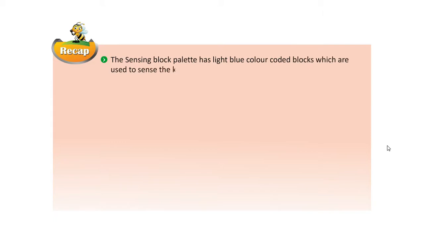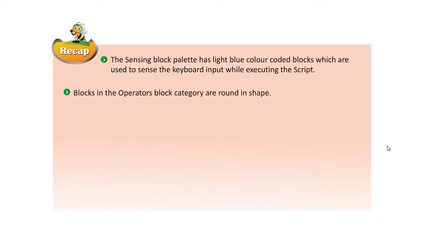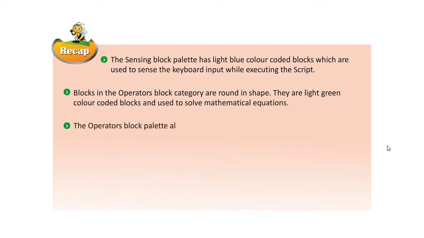Okay students, let us take a recap of this chapter. The sensing block palette has light blue color coded blocks which are used to sense the keyboard input while executing the script. Blocks in the operators block category are round in shape. They are light green color coded blocks and used to solve mathematical equations. The operators block palette also includes blocks to compare the numbers.